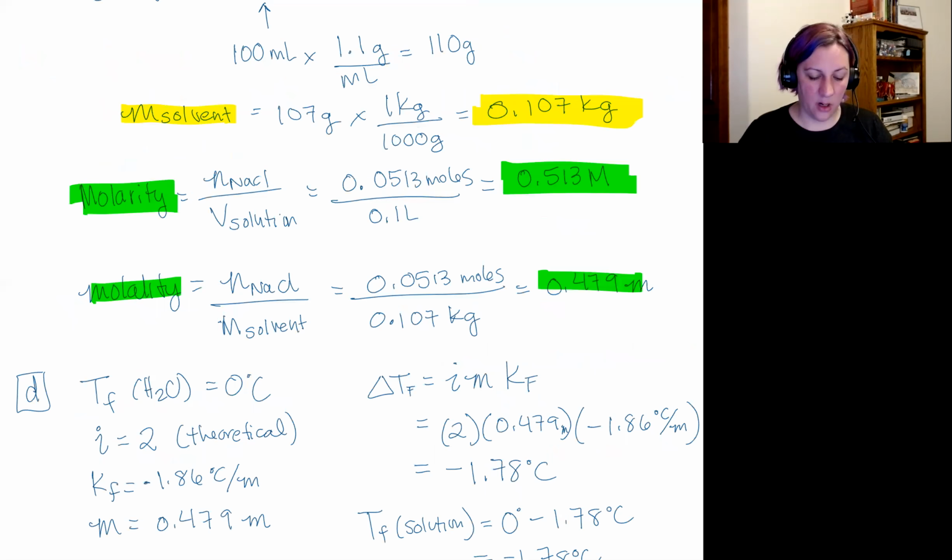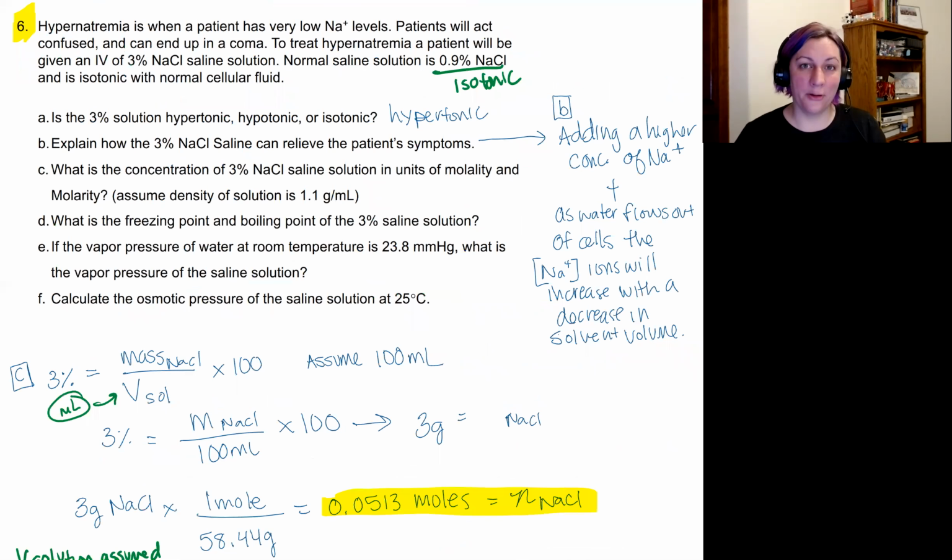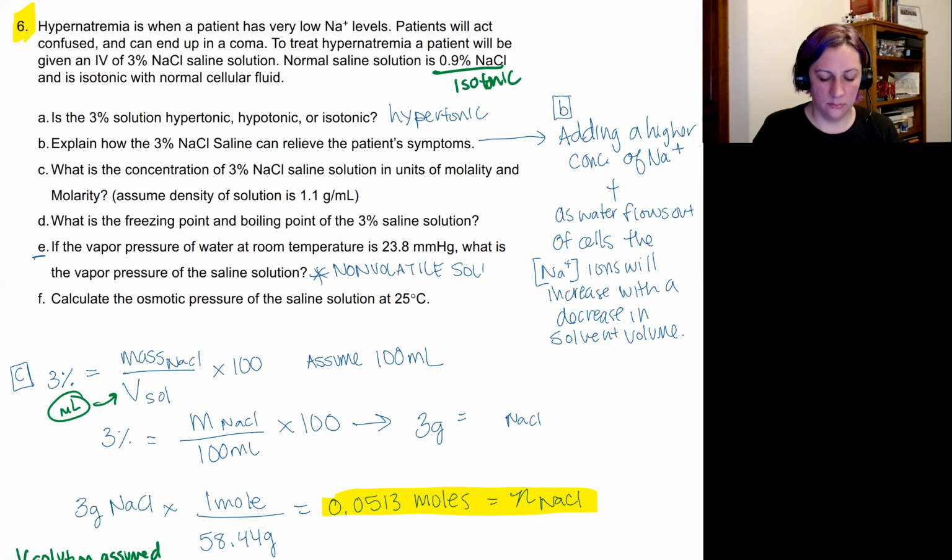So coming back to our problem, I know this is a long one, going through each of our colligative properties. Now we're going to look at vapor pressure. So in E, if the vapor pressure of the water at room temperature is 23.8 millimeters of mercury, what is going to be the vapor pressure of this saline solution? Now it's worth noting that our sodium chloride is a non-volatile solute. So we won't have to worry about the vapor pressure of the solute when we do this.